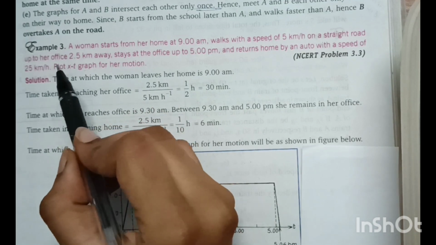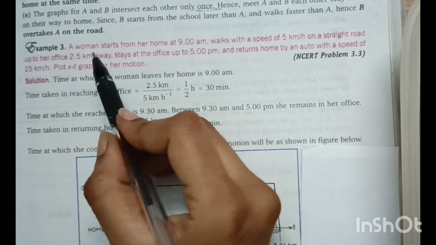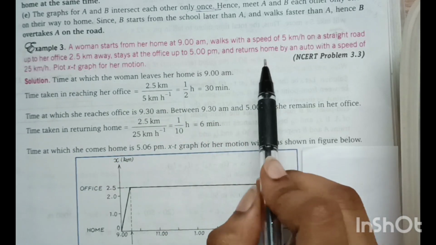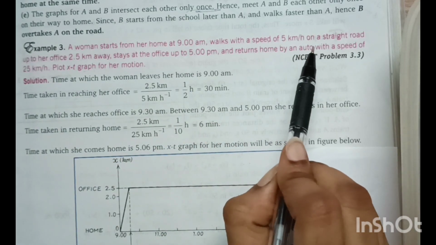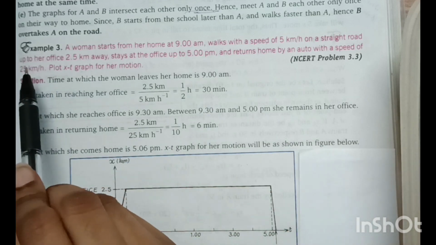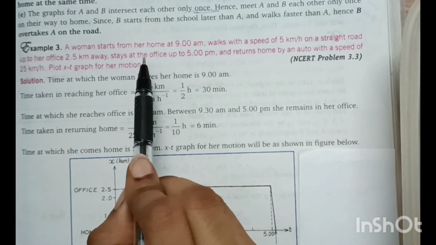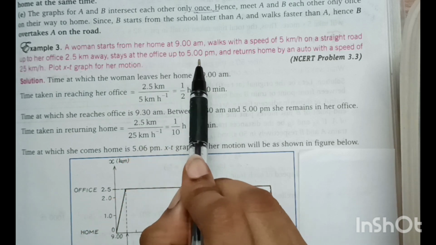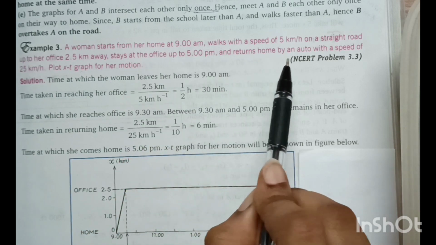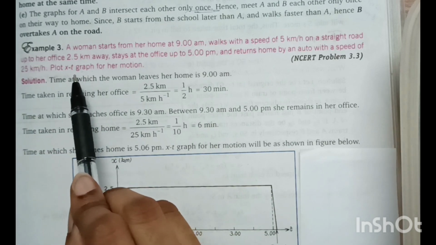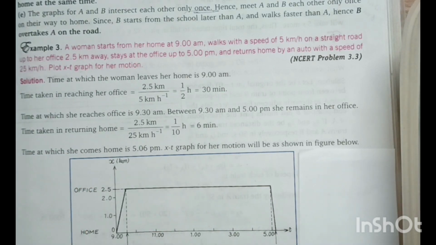Let us see the next question. A woman starts from her home at 9 a.m. and walks with a speed of 5 km per hour on a straight road up to her office 2.5 km away. She stays there at the office up to 5 p.m. and returns home by an auto with a speed of 25 km per hour. Plot the x-t graph for her motion.